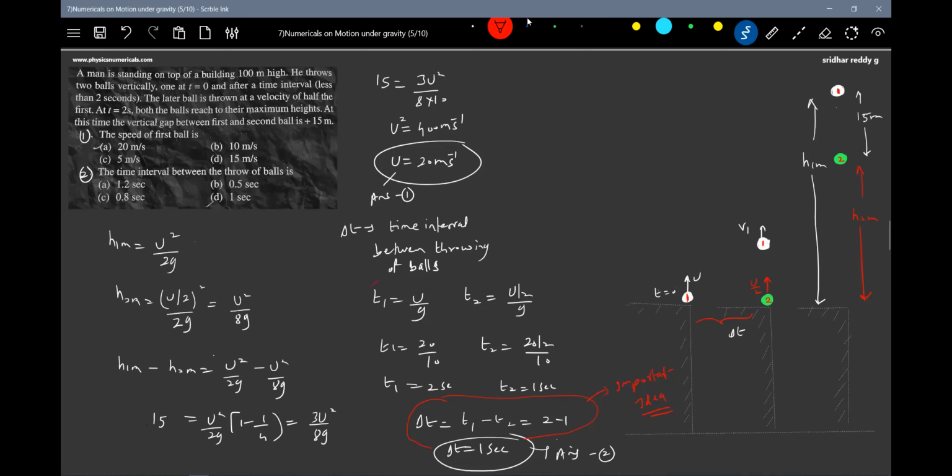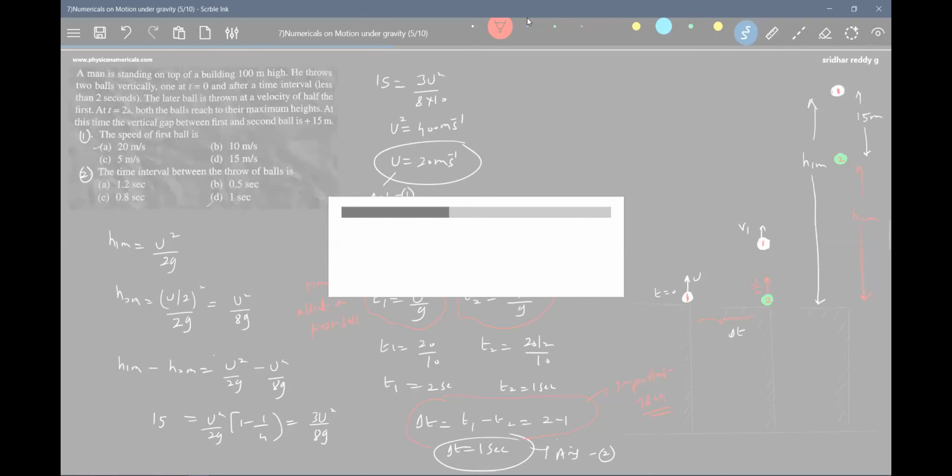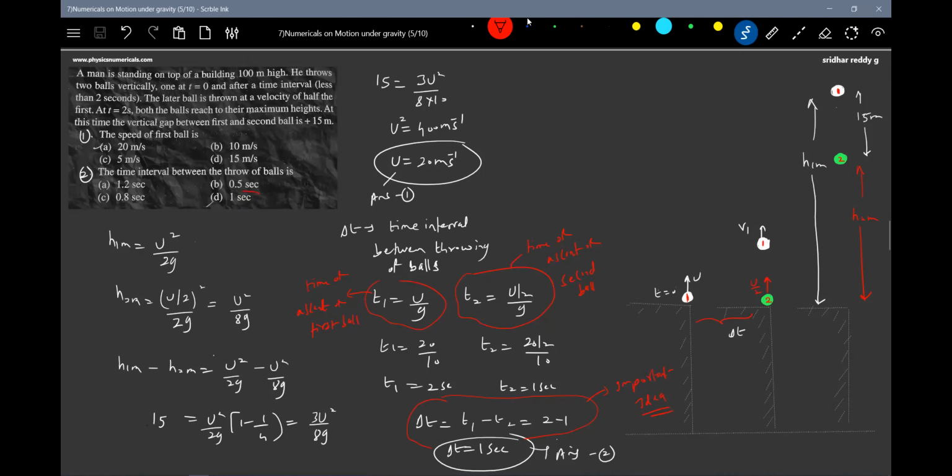So what is this? Time of ascent of the first ball minus time of ascent of the second ball. Okay, this will be our answer. Finally, we got that.